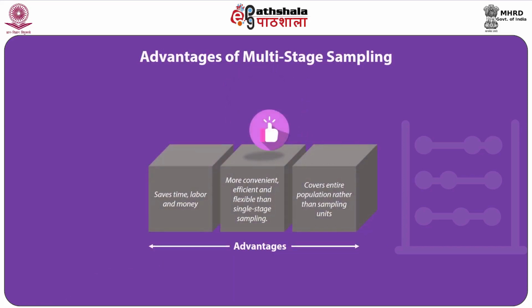Advantages of multiple stage sampling: it results in concentration of field work in compact small areas and thereby saves time, labor and money. It is more convenient, efficient and flexible than single stage sampling. It prevents the necessity of having an exact sampling frame at each stage, like India, state, district, towns and villages under consideration, as it covers the entire population rather than sampling units.